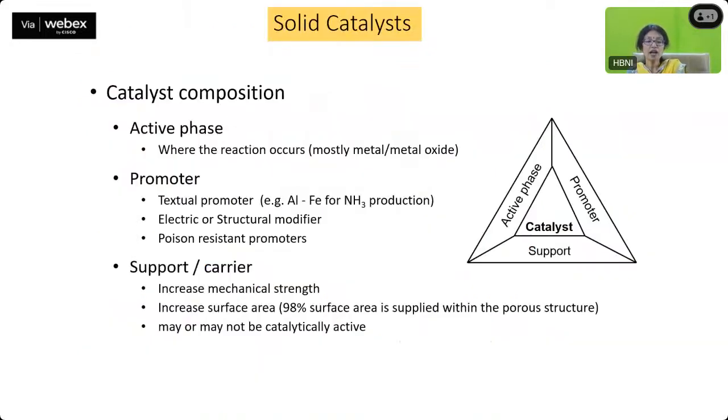So what is the catalyst composition? If you are talking about a solid catalyst, you have an active phase, then you have a promoter. A promoter can be a textural promoter, an electronic or structure modifier, or you can have poison resistant promoters. And then you have a support or carrier. What does a support or carrier do? It will increase the mechanical strength of your catalyst.